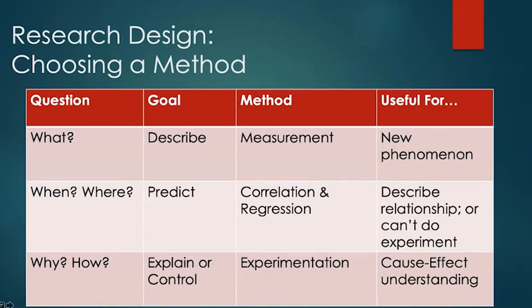Now, in terms of where we might use these different kinds of methods, that first level of science is really useful when we're studying something that's new, a new phenomenon, or maybe it's just new to us. And when we do that, we're laying out the foundation for further understanding.